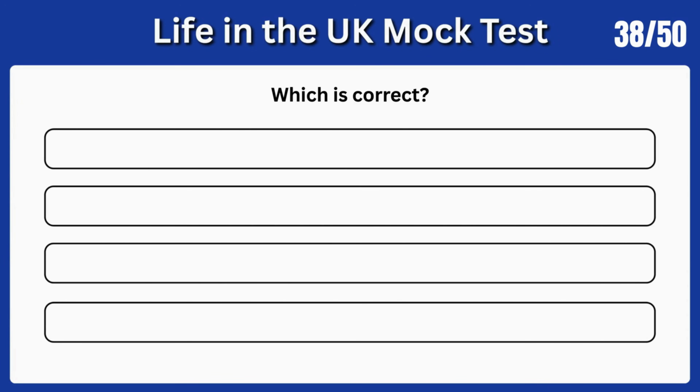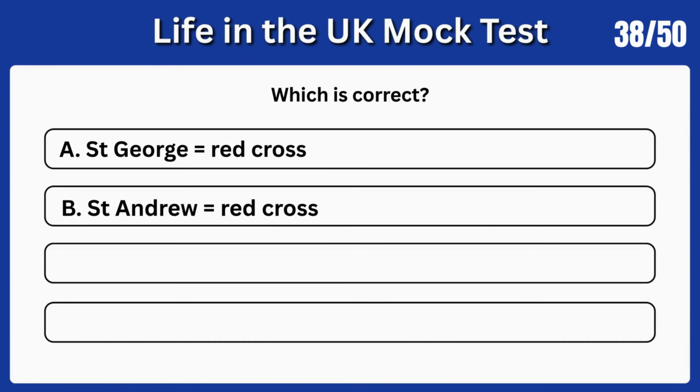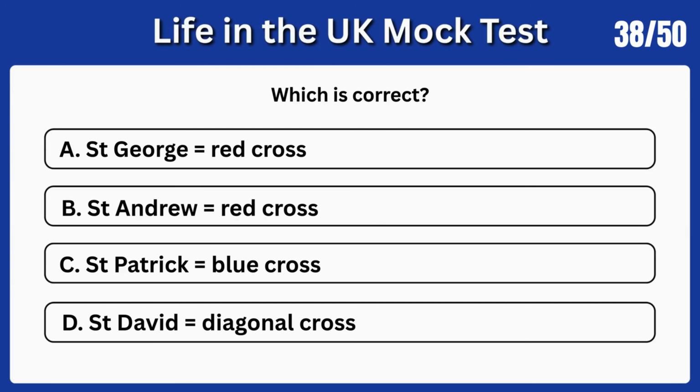Question 38. Which is correct? A. St. George equals Red Cross. B. St. Andrew equals Red Cross. C. St. Patrick equals Blue Cross. D. St. David equals Diagonal Cross.